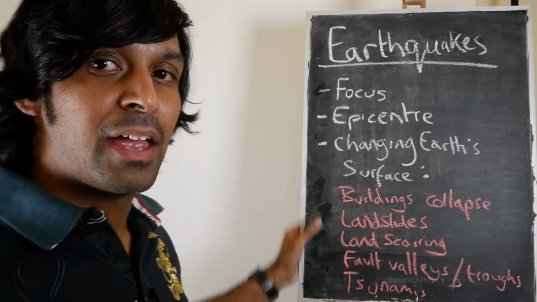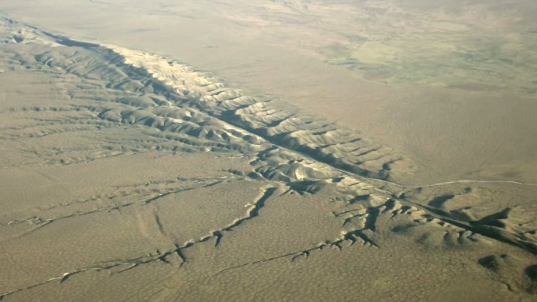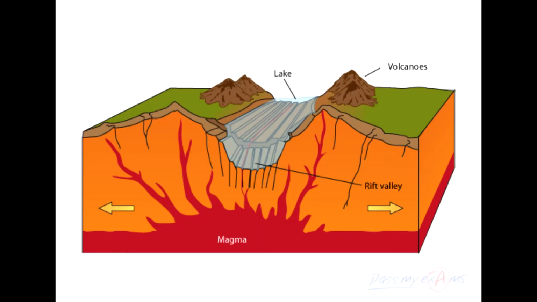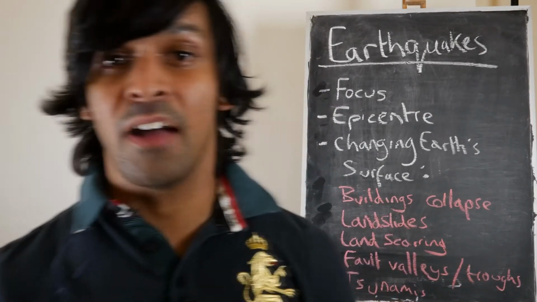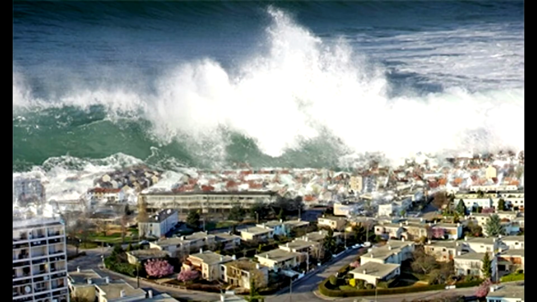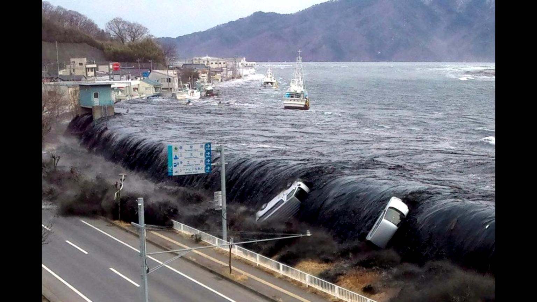Landslides can happen. Land can get scarred. You can trigger fault valleys and troughs to form. And also, if it happens out into sea, you can have tsunamis. And tsunamis can obviously devastate massive areas of coastal land. That's basically it for the basics of earthquakes.